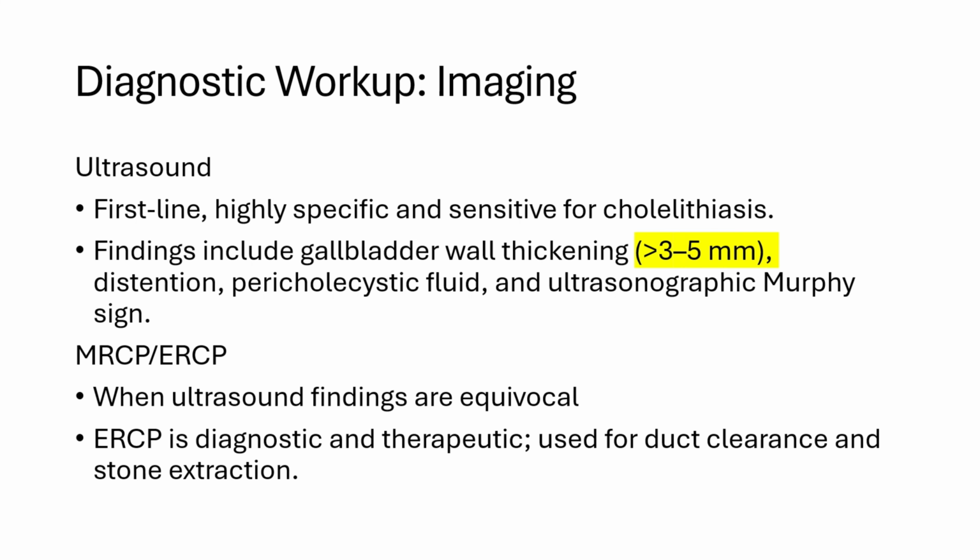Some things you want to do for your diagnostic workup is, of course, imaging. Ultrasound is king. It's first line. It's highly specific and highly sensitive for cholelithiasis. Some findings that you can see under ultrasound are gallbladder wall thickening, if it's greater than 3 to 5 millimeters, pericholecystic fluid, and then you can also have a positive Murphy sign when the ultrasound tech is pushing the probe underneath that subcostal margin towards the liver. You use an MRCP or ERCP when ultrasound findings are equivocal. Remember, ERCP is both diagnostic and therapeutic and is used to remove any stones found within the biliary tract.